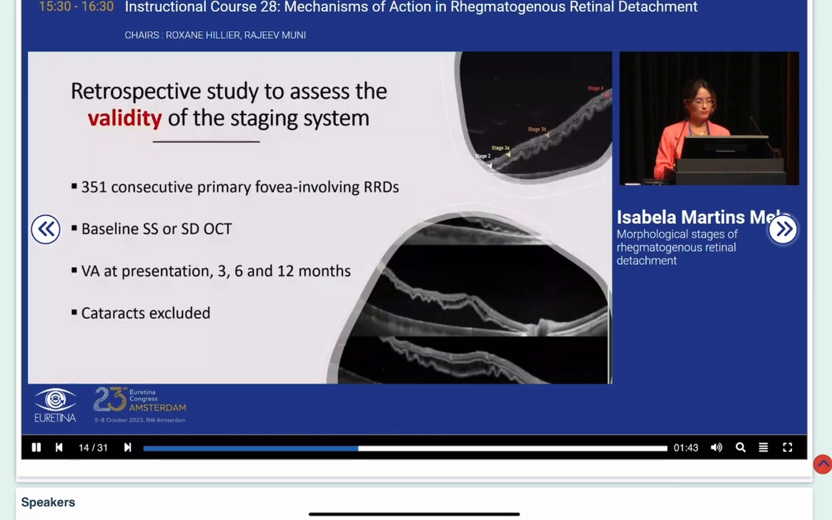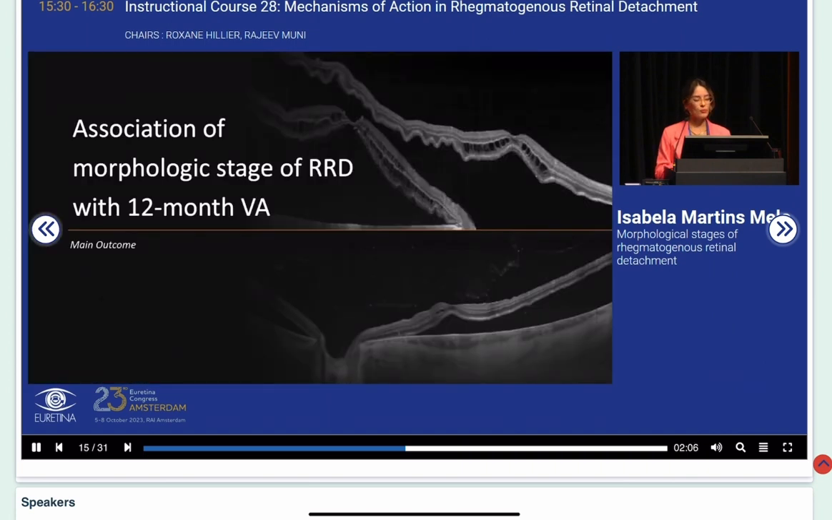And so this year we decided to do a larger retrospective cohort study to assess the clinical validity of our staging system, and we included 351 consecutive patients. We used baseline swept-source or spectral domain OCT. Visual acuity was obtained at presentation, 3, 6, and 12 months, and we excluded visually significant cataracts. And now our main outcome was the association of the stages with 12-month visual acuity.